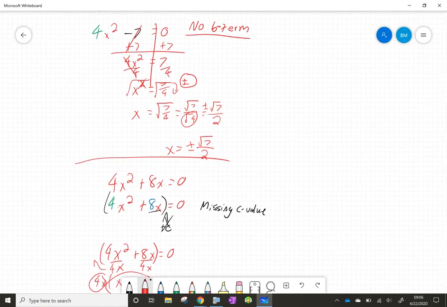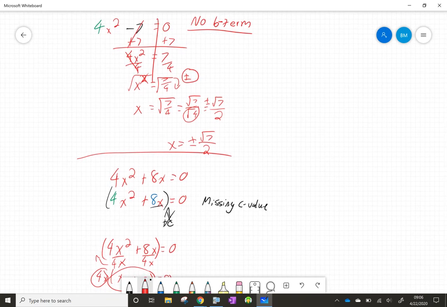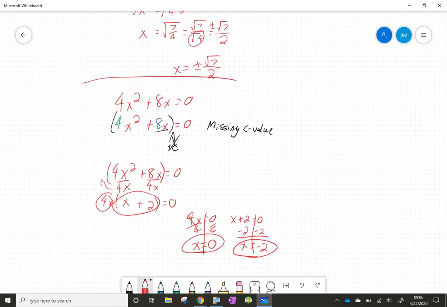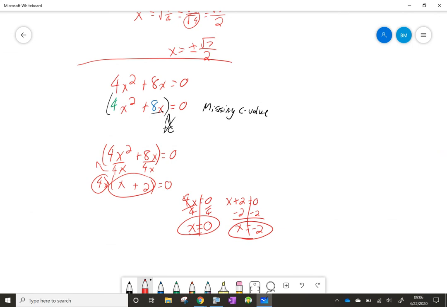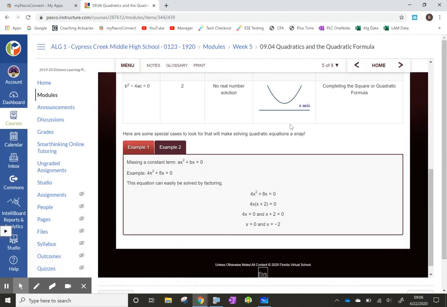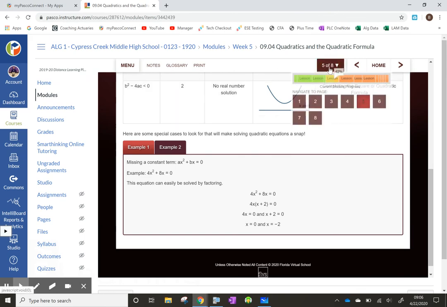So missing the b value, no problem. Okay, just work it out like it's an equation. If you're missing the c value, no problem. Just factor out GCF. Okay. So it makes it pretty easy in the long run.